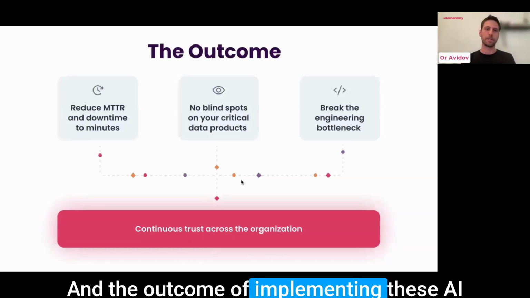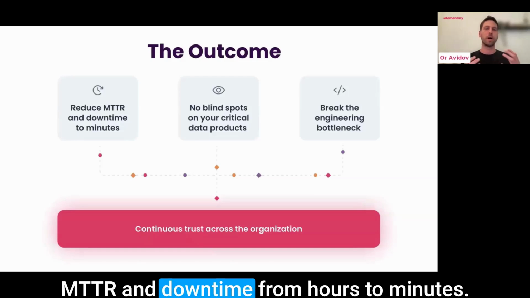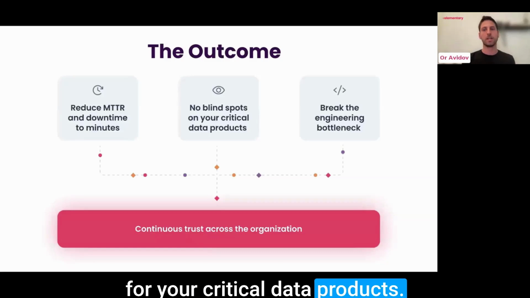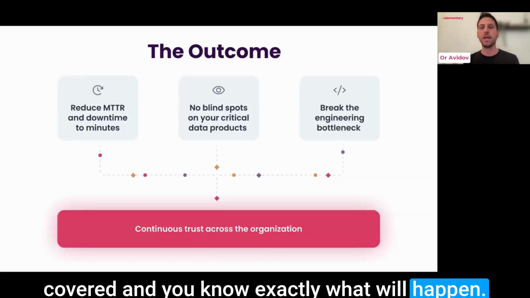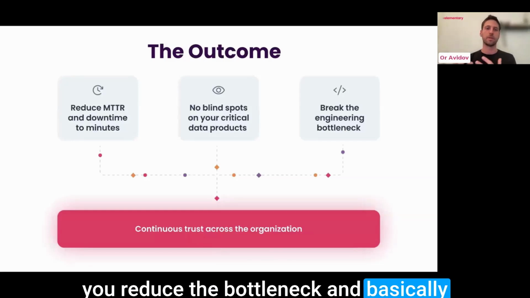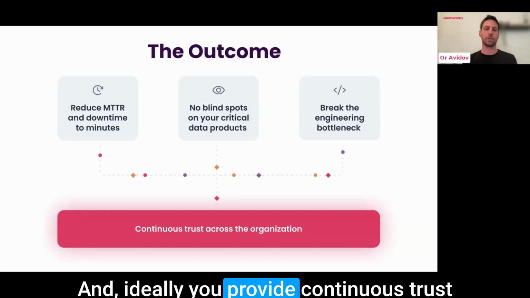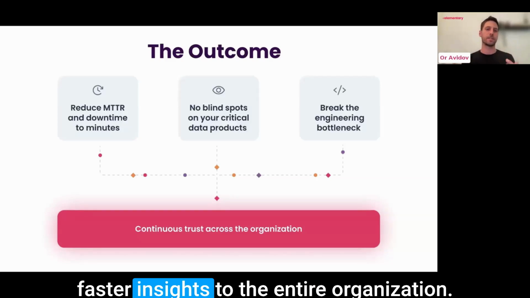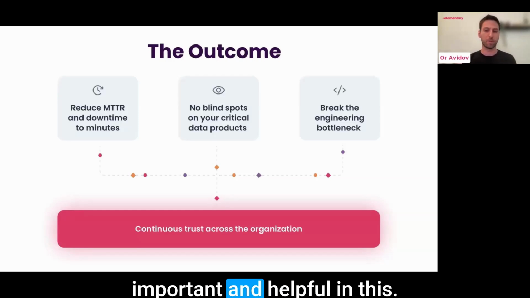And the outcome of implementing these AI agents is that you are able to reduce your MTTR and downtime from hours to minutes. It helps you to solve blind spots for your critical data products. You can rest assured that your data products are covered and you know exactly what will happen. You reduce the bottleneck and basically eliminate that bottleneck between the technical teams and the analytical teams. And ideally, you provide continuous trust across the organization and drive more usage, faster insights to the entire organization. And this is why AI is really important and helpful in this.